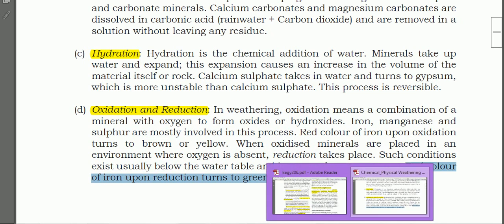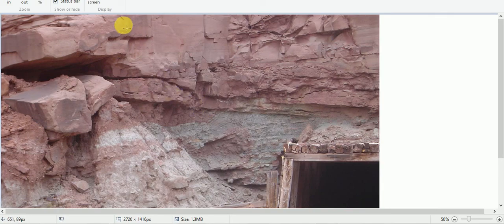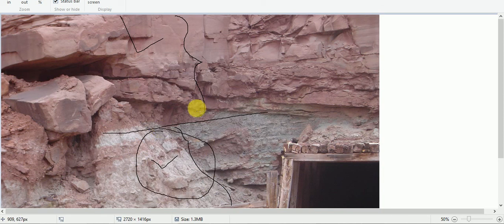See here, in this case, this section, from here to here, is brown or red in color. This is because of the oxidation process. And here these white areas or greenish areas are because of the reduction process. Once it was under the water, and that is why reduction was there, and hence the color of the rock is white or greenish. So this section is due to reduction, and this part of the rock is due to oxidation.